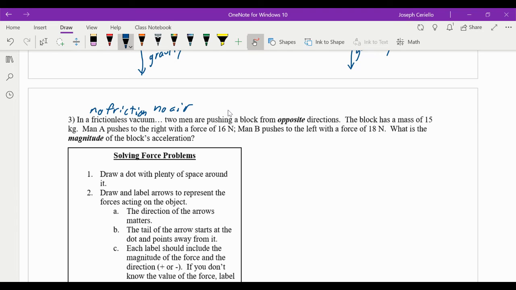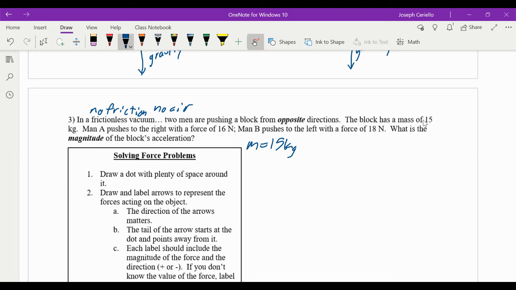Two men are pushing on a block from opposite sides. The block has a mass of 15 kilograms. I'll just jot that down for now. All right. Let's see. Man A pushes the block to the right with a force of 16 newtons. Man B pushes the block to the left with a force of 18 newtons. What is the magnitude of the block's acceleration? So when I say magnitude, I mean I don't care positive or negative. Just give me the number.